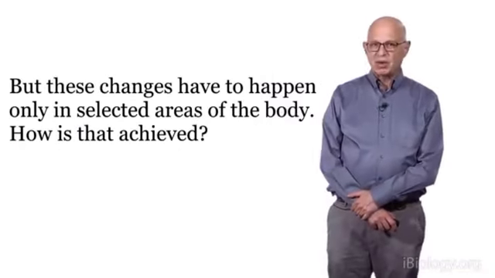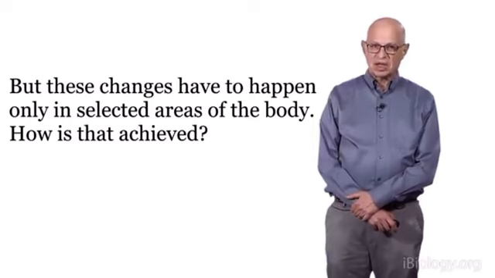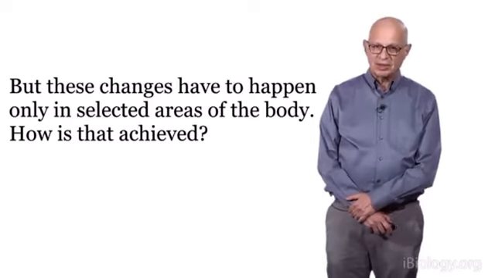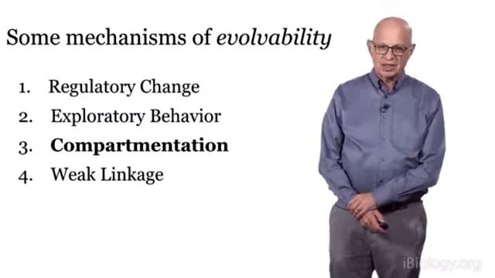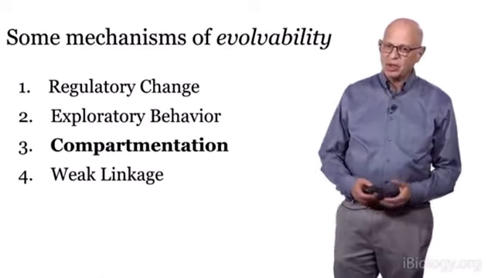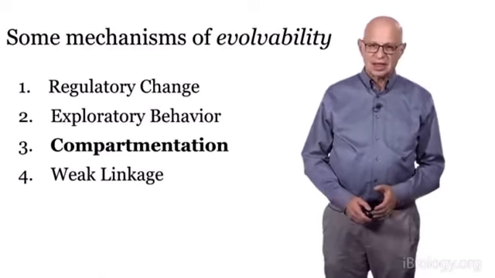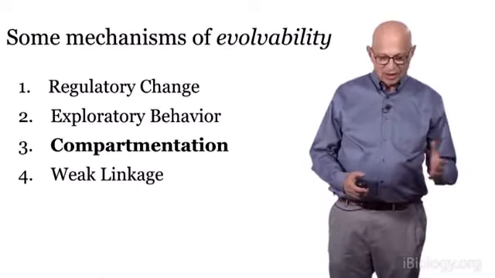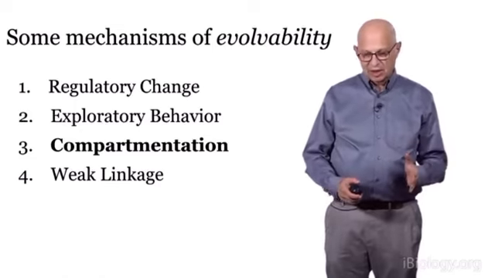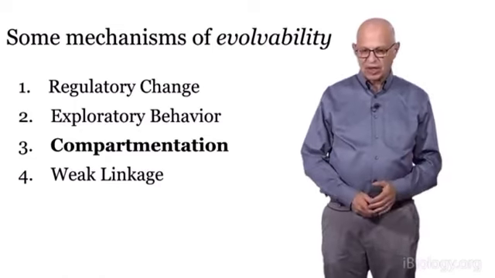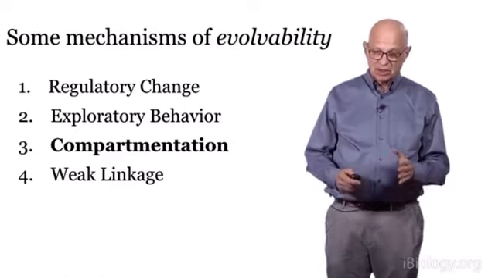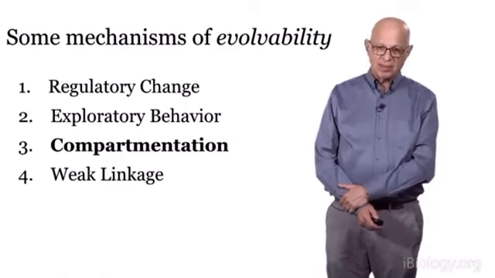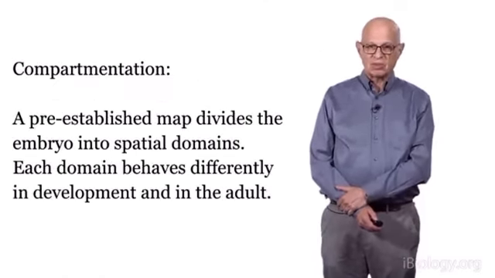So the next question I want to ask is, how can these changes be limited to certain sections of the body? How is that achieved? And this is by a process that I don't think we could have anticipated. There was no real natural precursor to thinking this way, except to really study the biology in real depth. And this is a process called compartmentation.